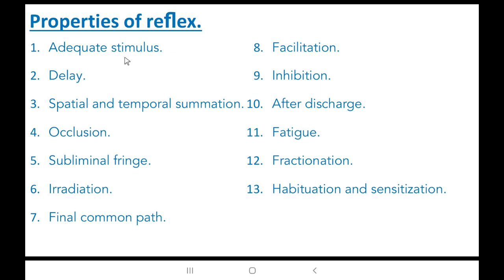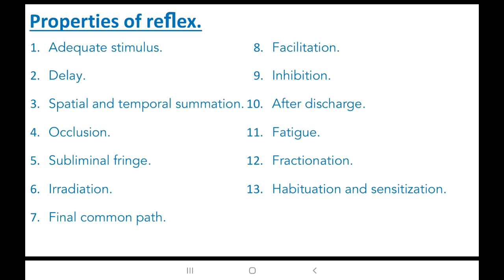Number one, adequate stimuli, delay, spatial and temporal summation, occlusion, subliminal fringe, irradiation, final common pathway, facilitation, inhibition, after discharge, fatigue, fractionation, habituation and sensitization. These are some main properties of reflex. So we will discuss one by one. We will take and discuss each and every property of reflex.